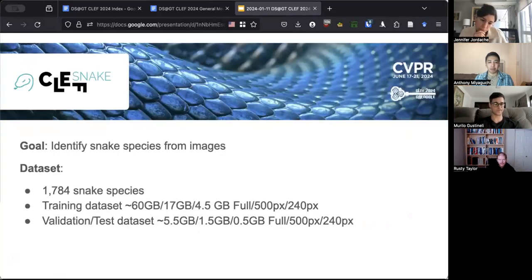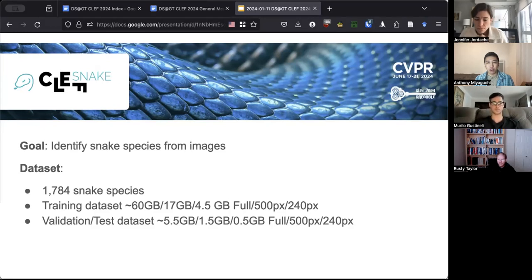So next is going to be me. These next two are actually really similar to PlantCLEF. There's SnakeCLEF and there's FungiCLEF. SnakeCLEF is to identify snake species from images. So there's 1.7 thousand snake species across roughly 60 gigabytes of training data.